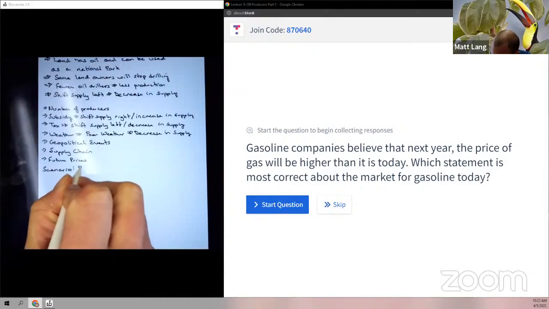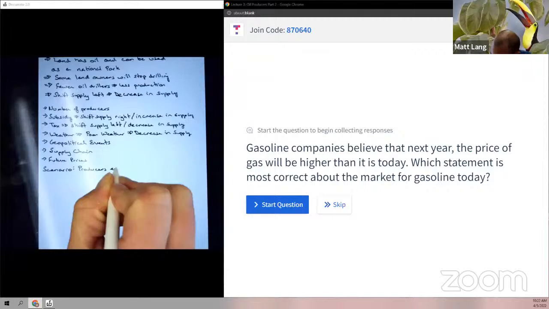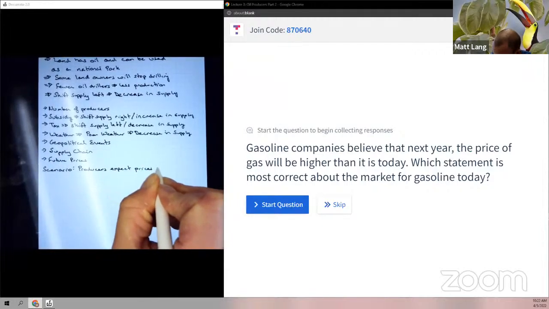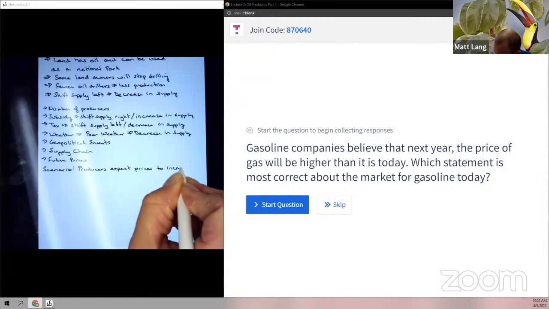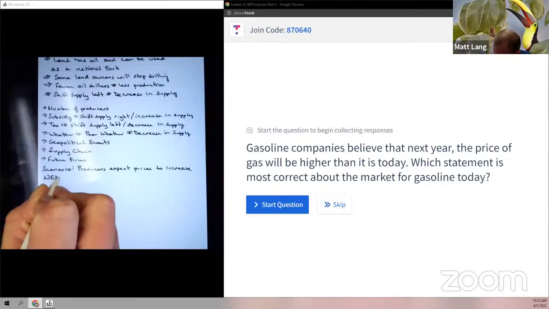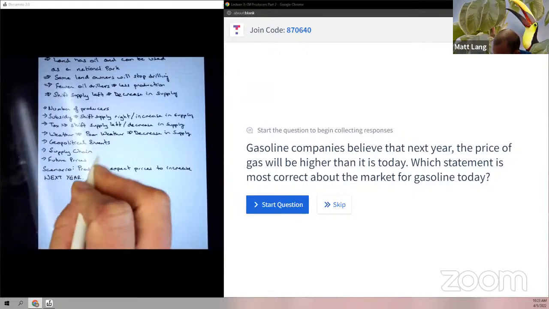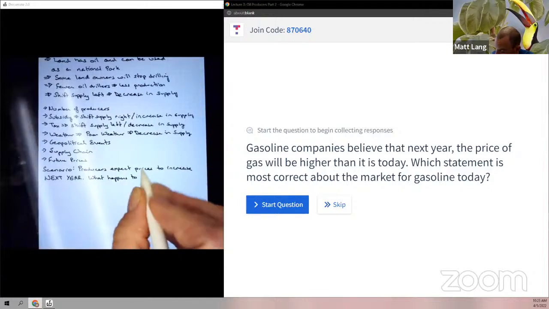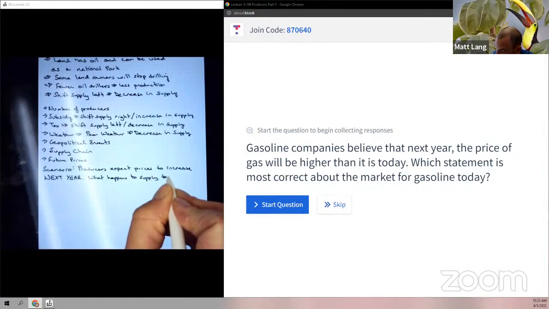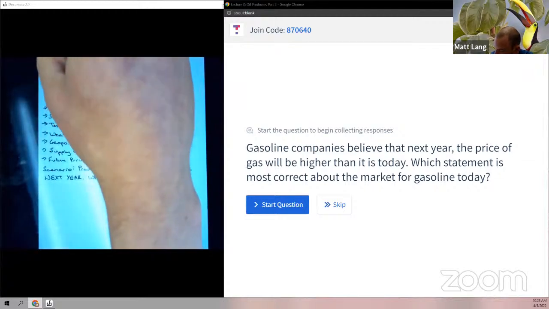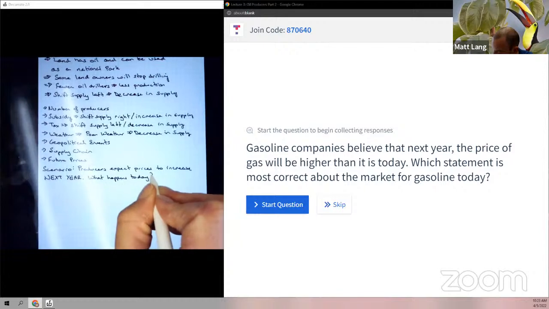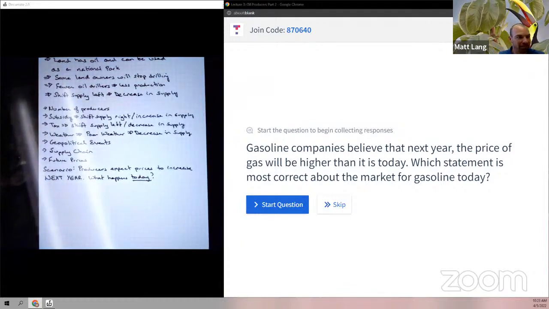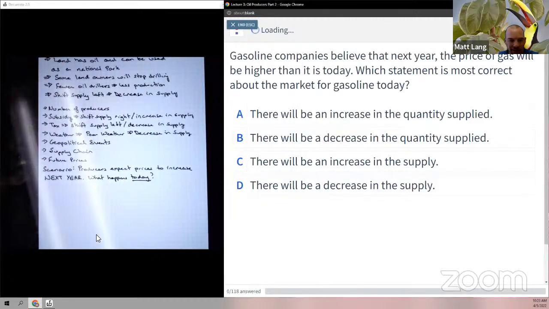Let's go ahead and have the scenario be that producers expect prices of anything, but in this case of gasoline, to increase, and I'm going to put in bold, next year. What happens to supply, we'll say, what happens today? I'll underline that. So let's give this a try, and let's see how we're feeling about each of these different statements. All right, here we go.